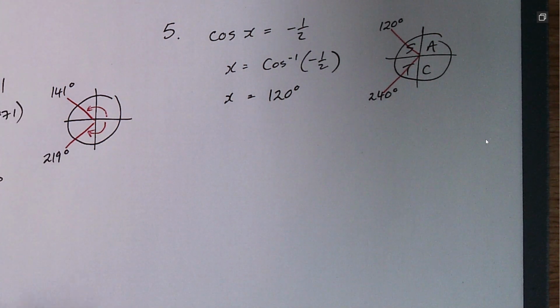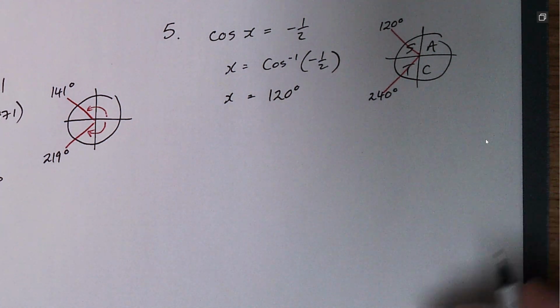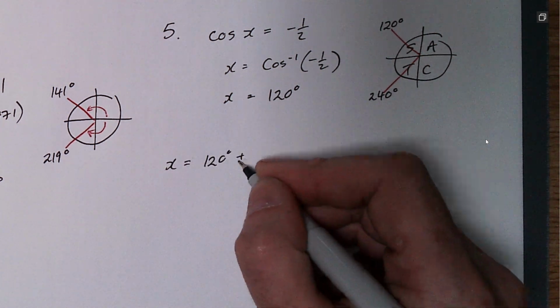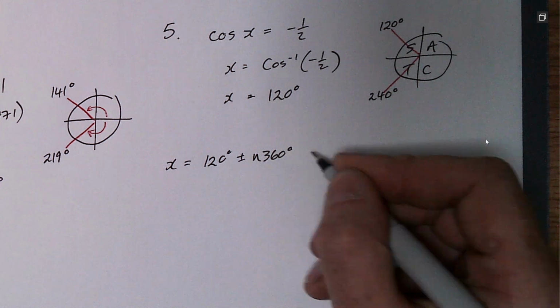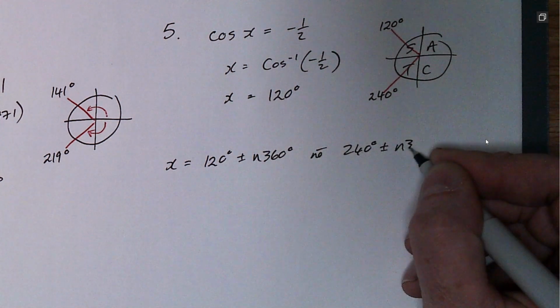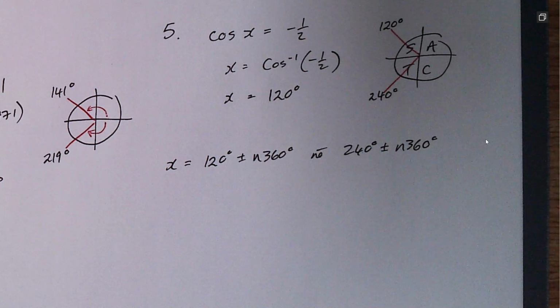Check it out: cos of 240 is minus a half. So that's the other solution. Now the general solution: x equals 120 degrees plus or minus n 360, and the other, 240 degrees plus or minus n 360. Okay, that gives you the general solution.